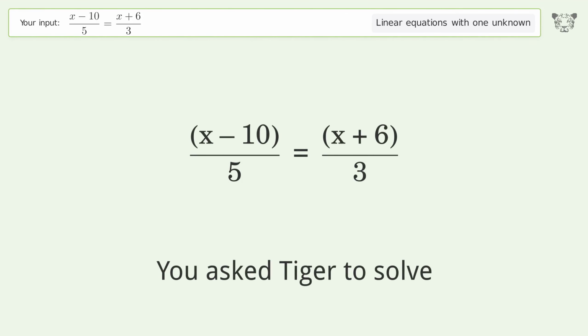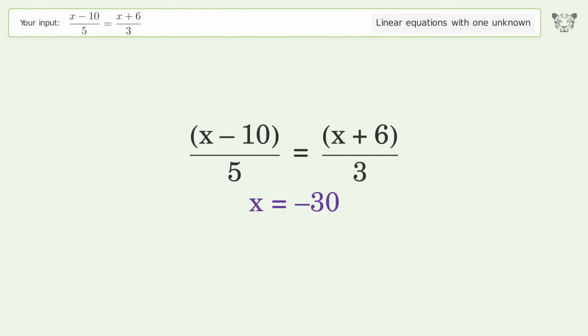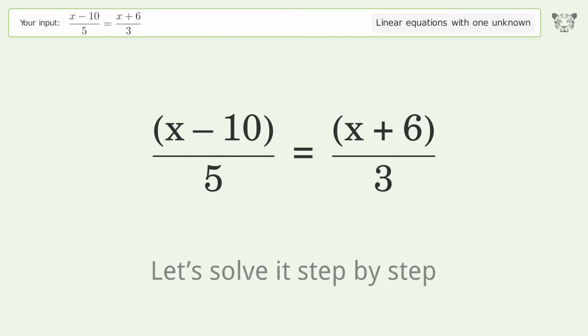You asked Tiger to solve this. It deals with linear equations with one unknown. The final result is x equals -30. Let's solve it step by step.